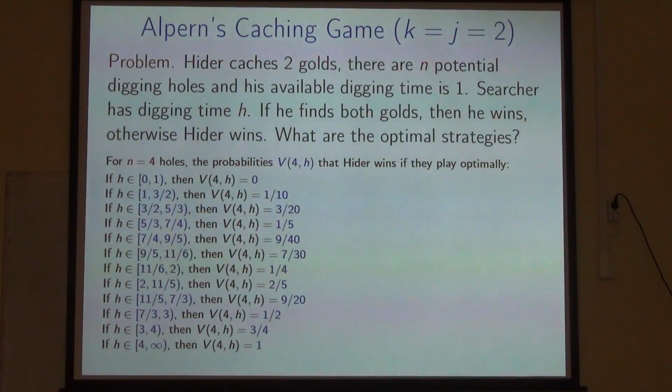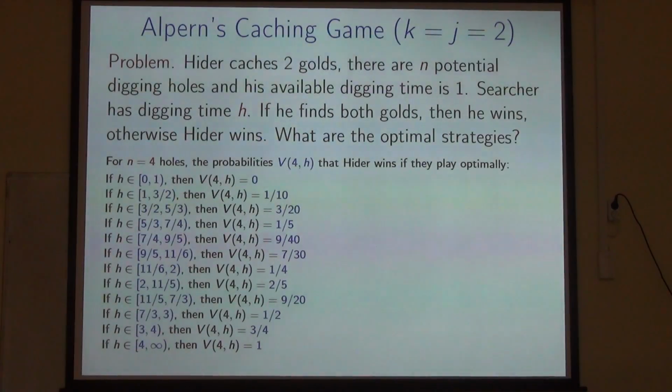So here you have 4 potential holes, and the hider has a unit of time to hide both nuts, and the searcher wants to find both. If the hider has less than 1 unit of time, then what's the optimal solution for the hider? Put both nuts in the bottom of one hole, and the searcher cannot find them, so the searcher has a probability of 0. If it's more than 1, then the searcher definitely has a probability of 1/10.